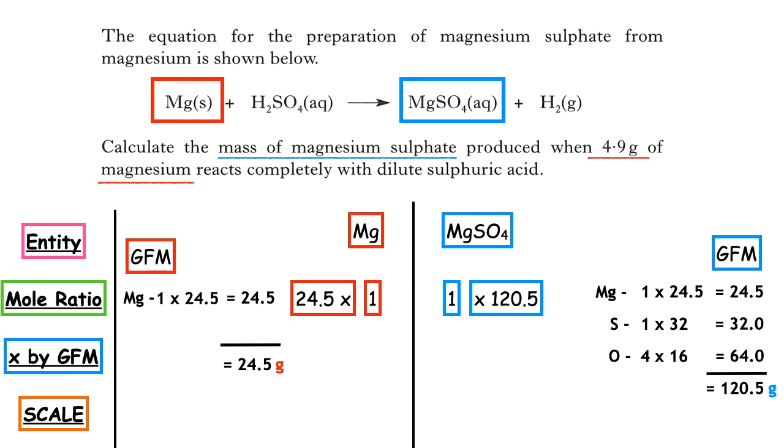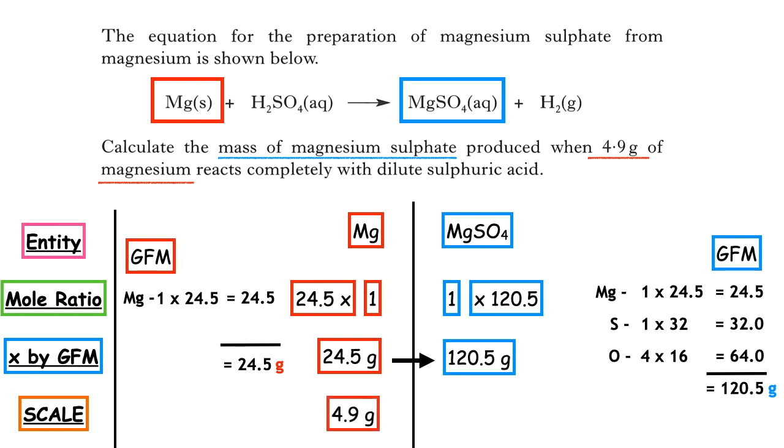So for the magnesium, 24.5 times 1 equals 24.5. And for the magnesium sulfate, 1 times 120.5 equals 120.5. That's us done our preparation. We then look at the information that the question has actually given us. They've given us 4.9 grams of magnesium. Same substance, same site. We put the 4.9 directly underneath the 24.5 and we do our cross multiplication.